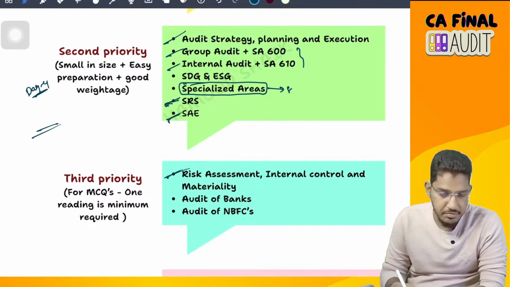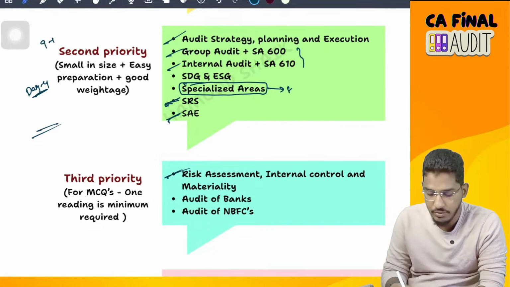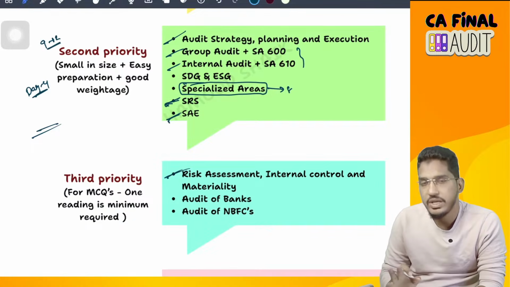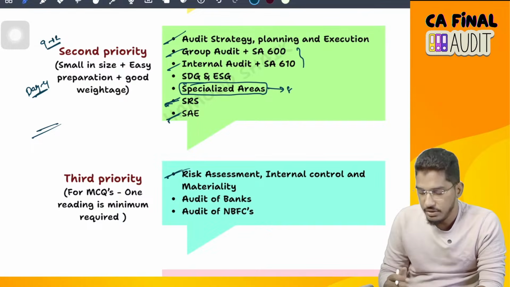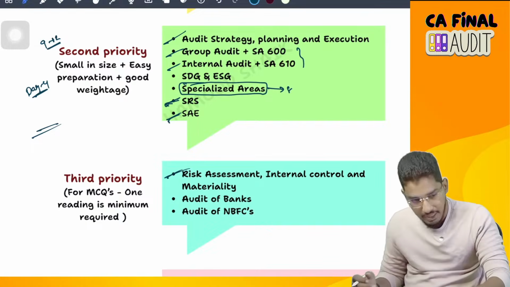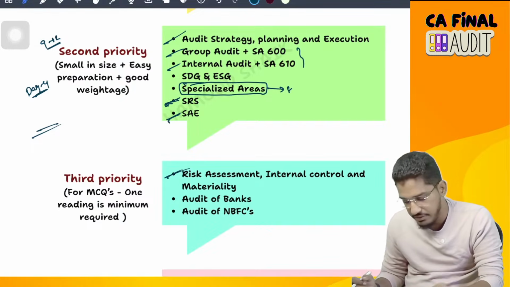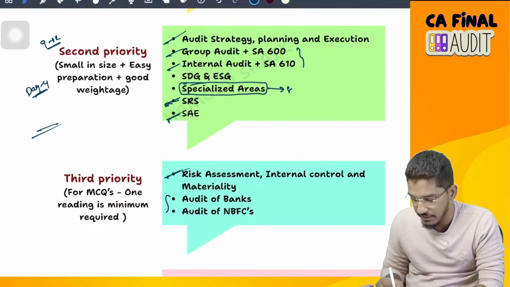Initially I planned the marathon for four days only, right? Live marathon for 4 days, 9th to 12th. Today is the 12th of August. But for the remaining chapters, as I'm aware many students are asking for audit of banks and audit of NBFCs.